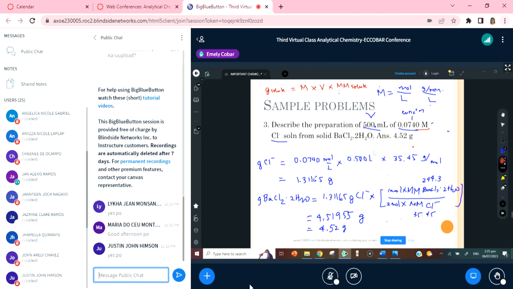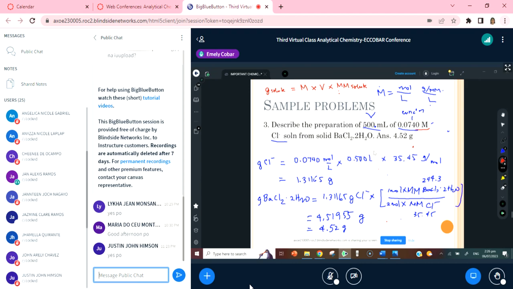So, grams of chloride, grams of the solute, is equal to 0.740 mole per liter times 0.500, because you need to convert this to liter. I'm missing a point here so that it has three significant figures. And then the molar mass of chloride is 35.45. So I need 1.31165 grams of chloride.